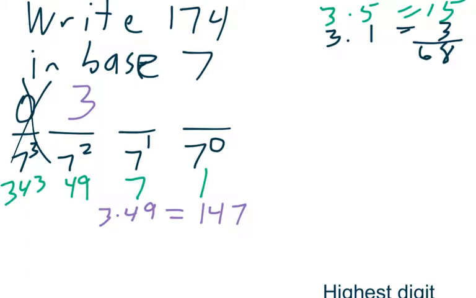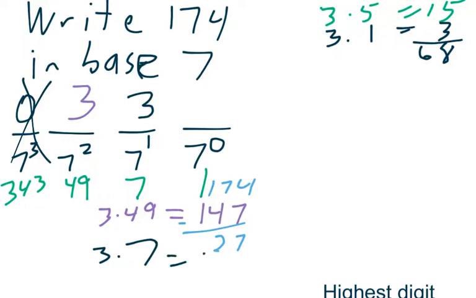And now how many more do I need to get from 147 to 174? Well, I could subtract those if I wanted to find that out. 14 minus 7 gives us 7. 6 minus 4 is 2. So I need 27 more. So how many 7s will go into the 27? 3. So I have 3 times the 7 spot gives me 21.